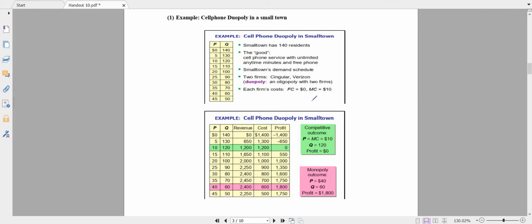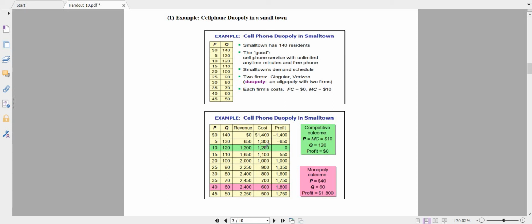So in the previous example, we made the simplifying assumption that total cost is 0, but now you can see that that is not the case. Marginal cost is 10, which means that for each unit of output which is being produced, there is a cost attached to it. So in this panel below, what you see is the computation of the total revenue, which is computed by simply multiplying price times quantity.